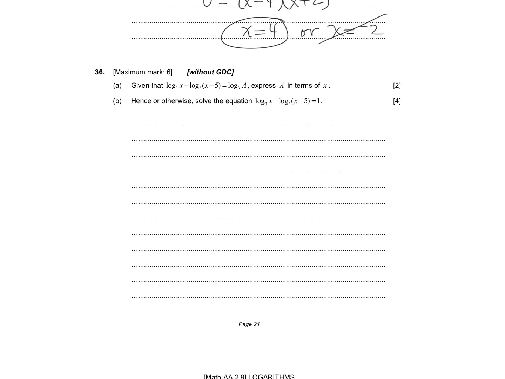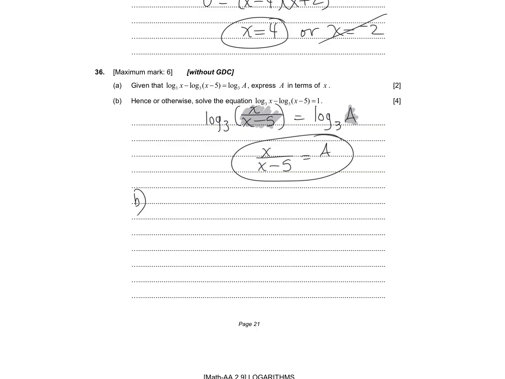For 36, given that x equals log base 3 of a, express a in terms of x. So join together. We have x over x minus 5 because you are dividing. Now we have log base 3 of this equals log base 3 of this, so those things have to be equal. X over x minus 5 equals a, and we need to express a in terms of x. That's that. And then b, hence or otherwise solve the equation that equals 1.